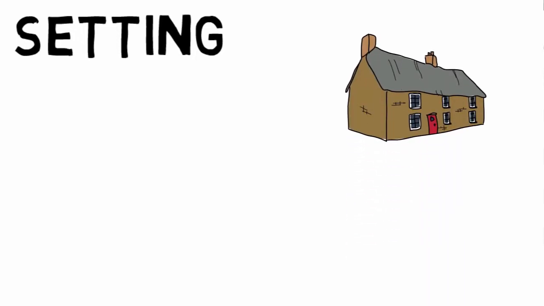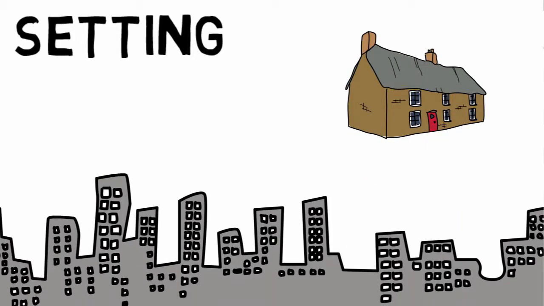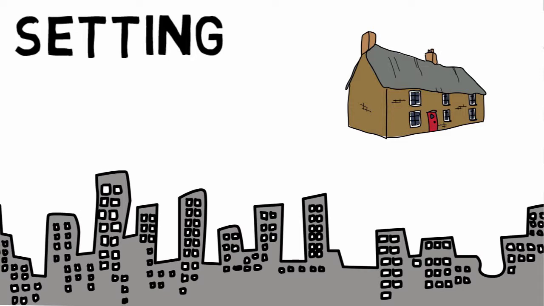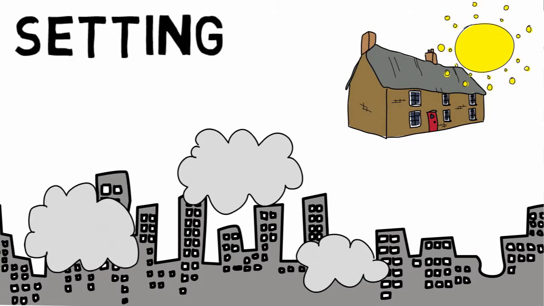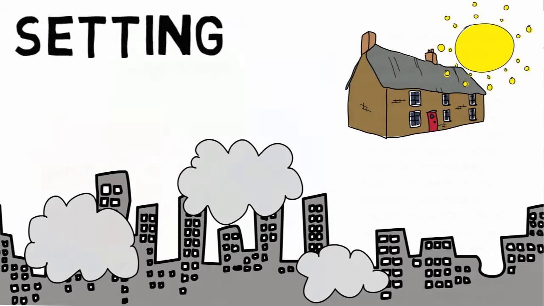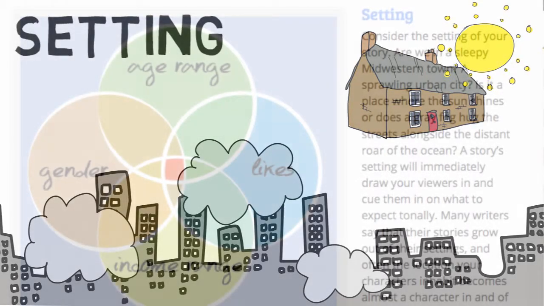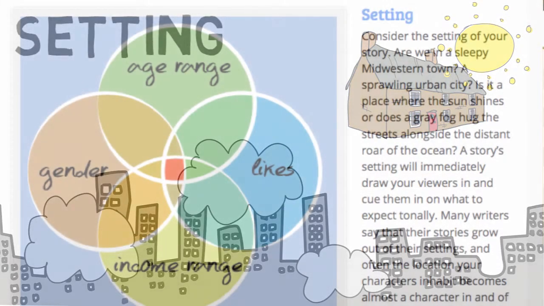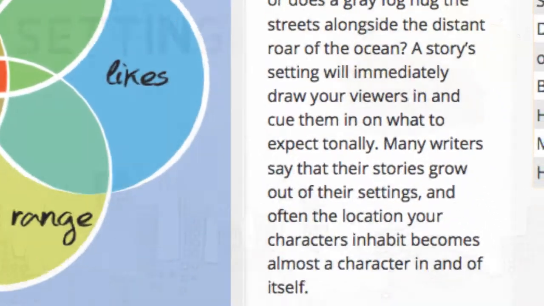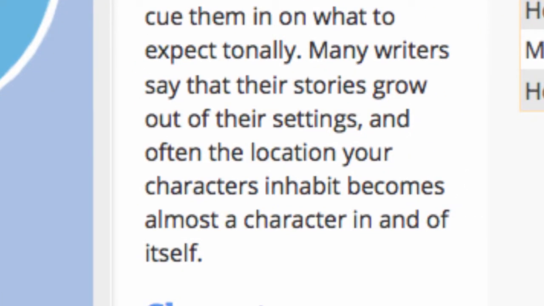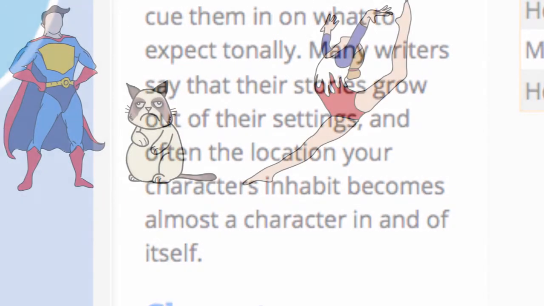Setting. Consider the setting of your story. Are we in a sleepy Midwestern town, a sprawling urban city? Is it a place where the sun shines, or does a gray fog hug the streets alongside the distant roar of the ocean? A story's setting will immediately draw your viewers in and cue them in on what to expect tonally. Many writers say that their stories grow out of their settings, and often the location your characters inhabit becomes almost a character in and of itself.